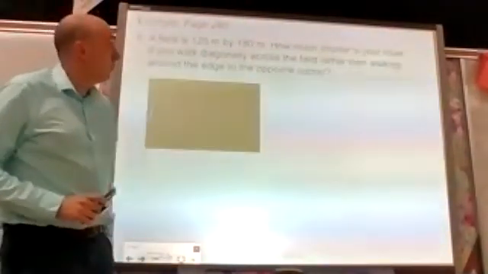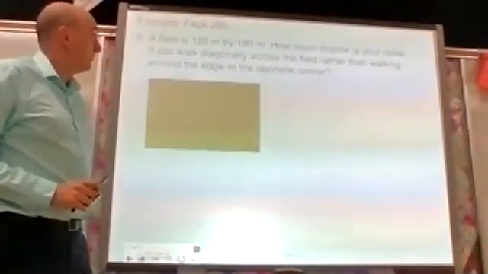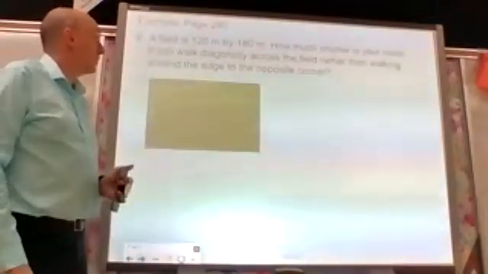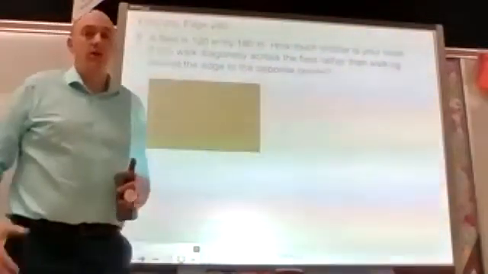All right, one last one. If a field is 120 by 180, how much shorter is your route if you walk diagonally across the field rather than walking around the edge to the opposite corner?